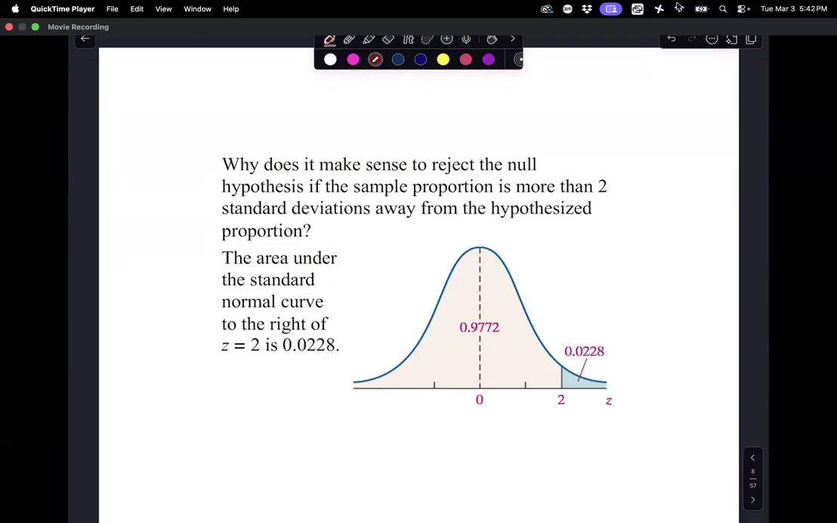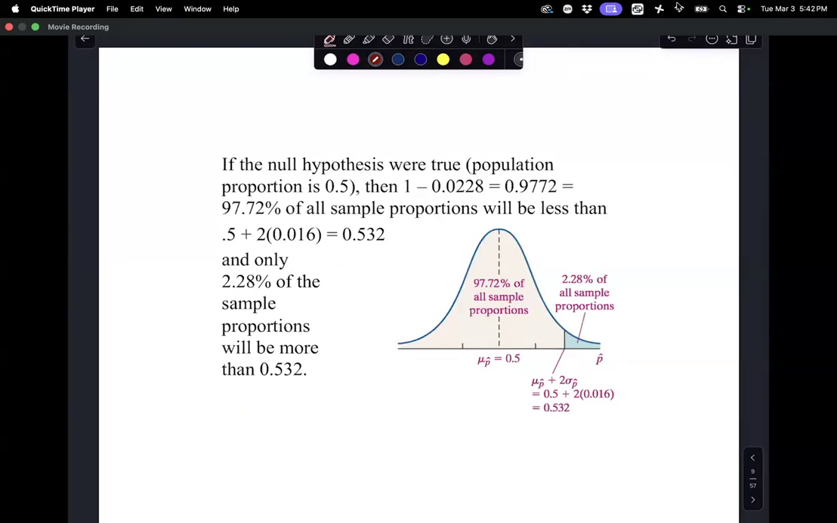So right here, this shows that there's 0.0228% to the right of my 2 z-score. I'm not sure why we're there yet. All right, this is why we're there. So in the tail, 2 standard deviations away, it's slightly more than, slightly less than 2.5.